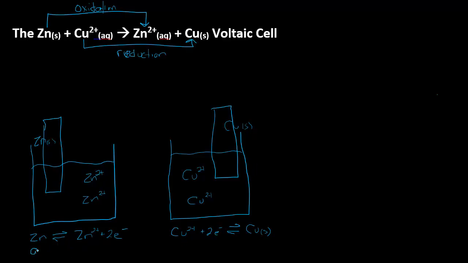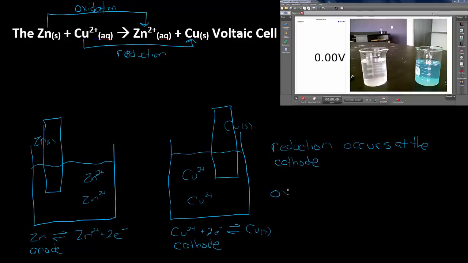These cells get labeled as cathode and anode. These are electrodes that we're essentially forming. In order to remember what's what, I'll give you definitions here. Reduction always occurs at the cathode, and oxidation always occurs at the anode.